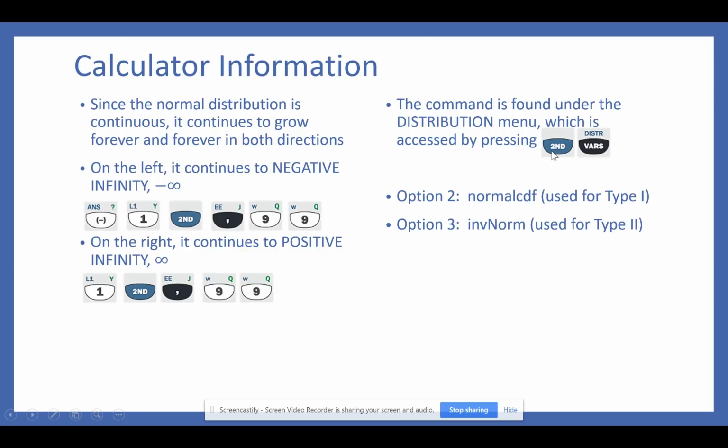To get to the two commands that we need, they're under the distribution menu on your calculator. So you press the blue second button, followed by the vars button. The vars button is next to clear on your calculator face, and above it, in blue, it has DISTR, which is the abbreviation for distribution. Option 2 is the normal CDF command that we use for type 1 questions, and option 3 is the inverse norm command used for type 2. And again, we're going to go through some examples together, and you'll be able to see this on the screen and know how to go about it.